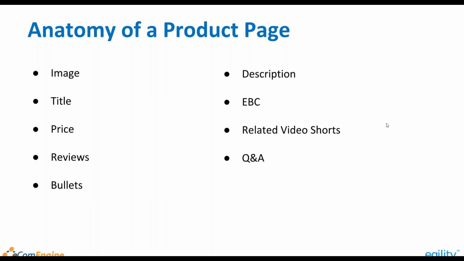Enhanced brand content. Now that actually takes the place of the description for sellers. If you're a seller using enhanced brand content, your description becomes hidden. And the enhanced brand content is those visual graphics you see in place of the regular copy, that plain text copy in the description.